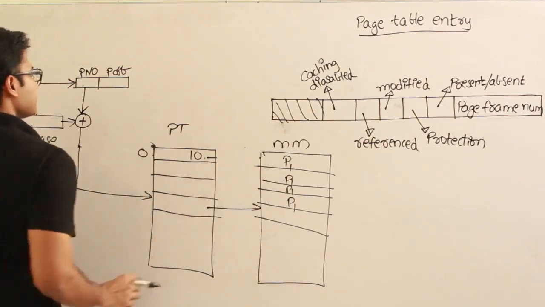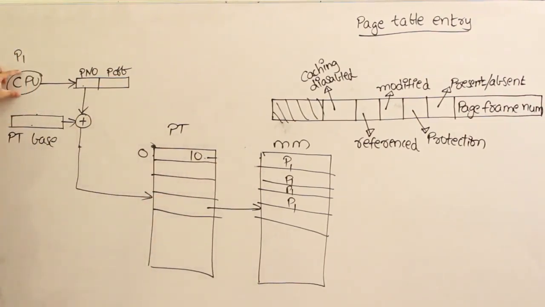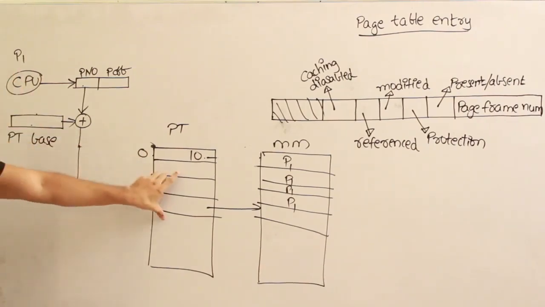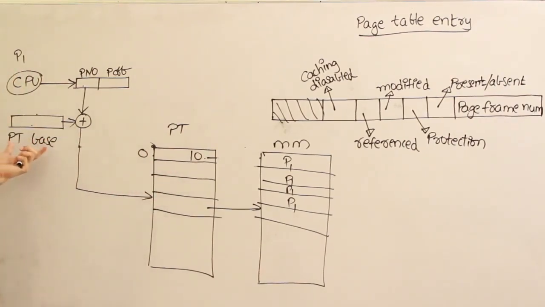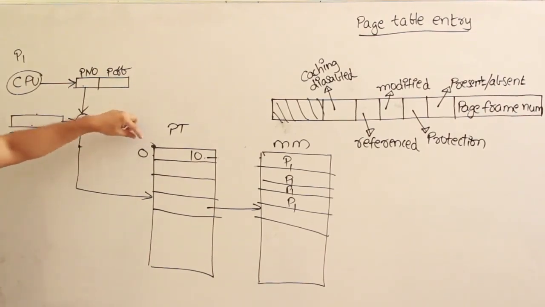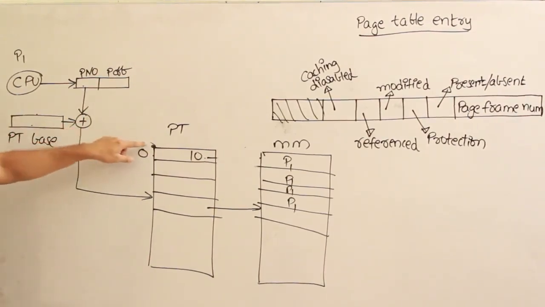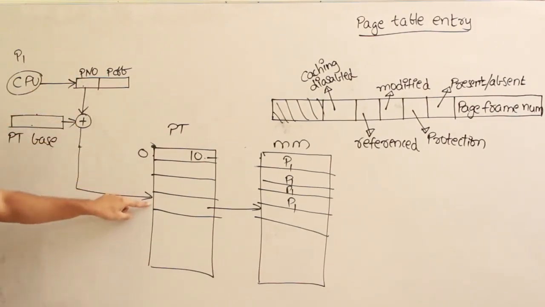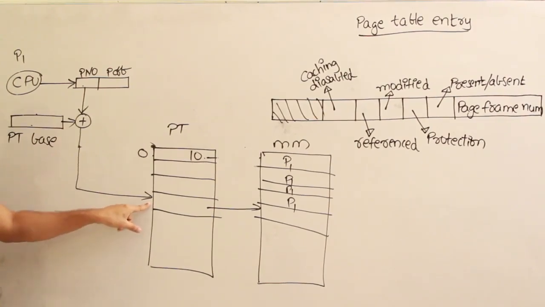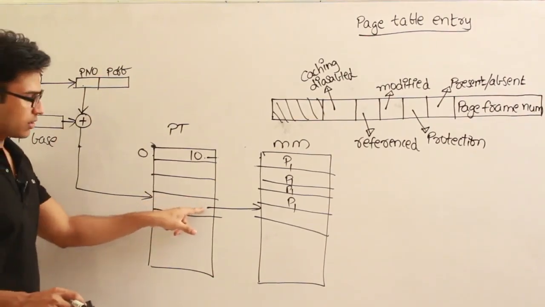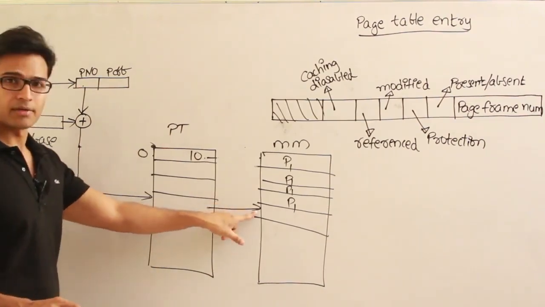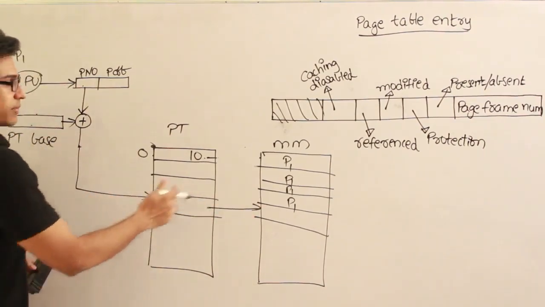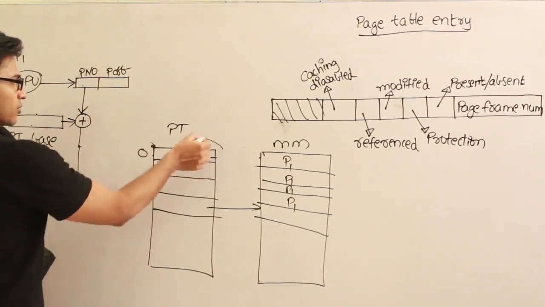Are you following this? The CPU should know where the page table is present. For that reason, it has something called the page table base address, which gives the starting point of the page table. To the base address of the page table, I add the page number in such a way that I can directly go to the page table entry corresponding to the page which is required. Once I get into that entry, I can take out the frame number and go into the main memory, right? But in the middle there is one more procedure remaining.